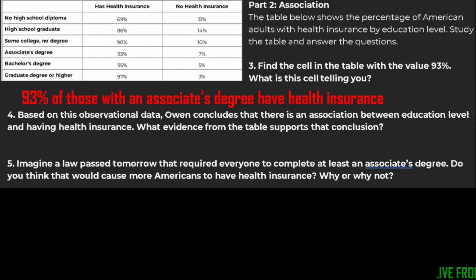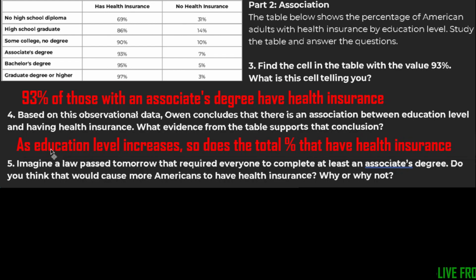For number four, it says based on this observational data, Owen concludes that there is an association between education level and having health insurance. What evidence from the table supports that conclusion? So making sure, again, our evidence for this one is the graph itself or the table itself. So we can say as education level increases, so does the total percent that have health insurance.